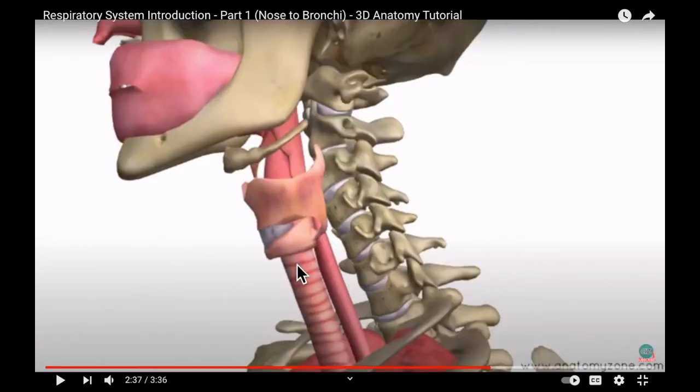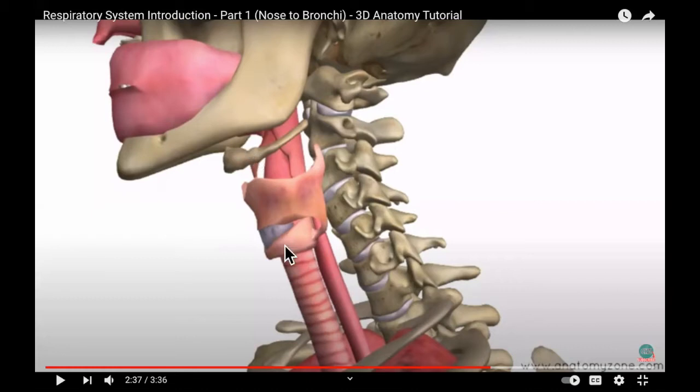Going back to the side view, you will notice that behind it is another tube. This is your esophagus. We were going to talk about that in a different chapter when we talk about digestion. This is where food goes. Air is in the front, food is in the back. Yes, you actually do have two pipes. You have a windpipe and a food pipe. Windpipe is the trachea, food pipe is the esophagus.